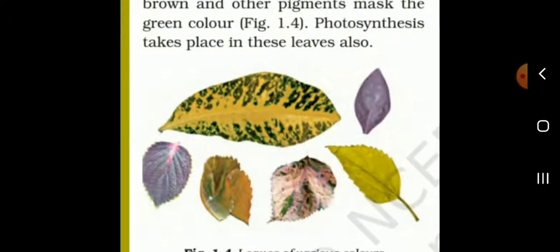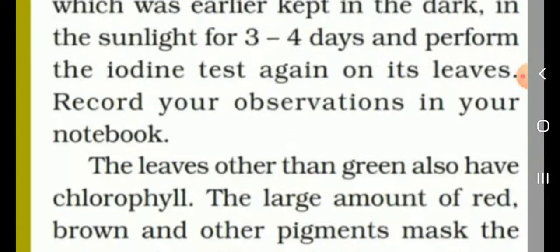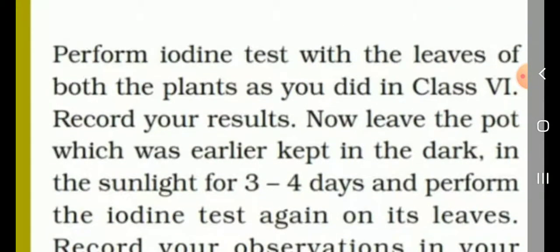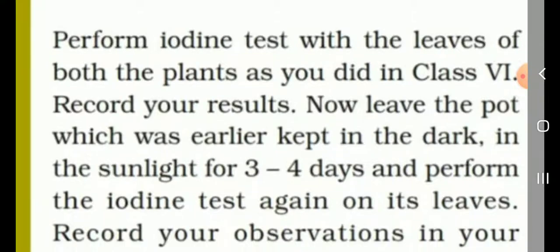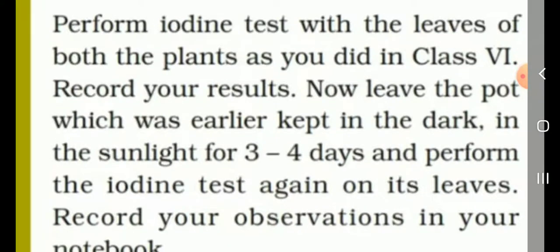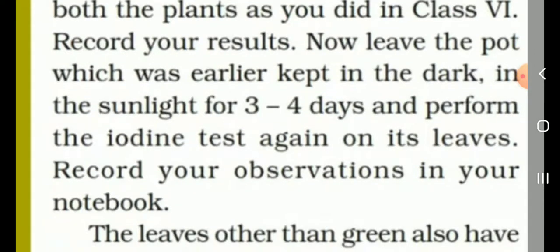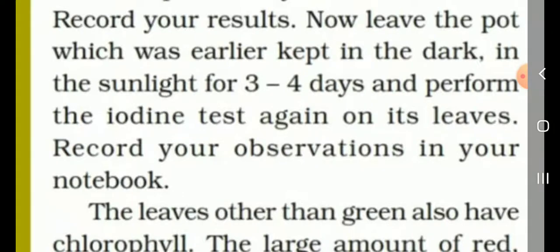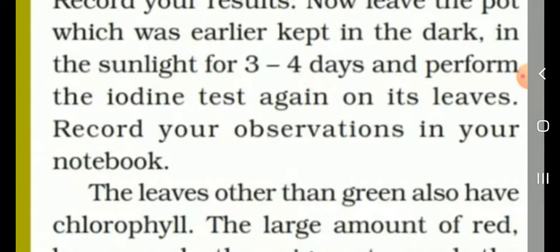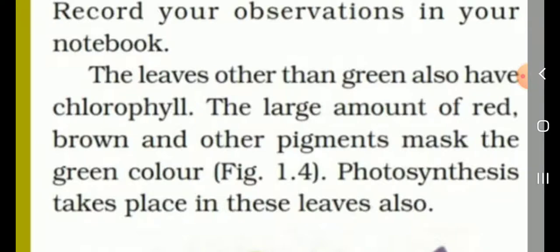Then listen, students. Perform the iodine test with the leaves of both the plants as you did in class 6th standard already. The pot which was earlier kept in the dark, keep in sunlight for 3 to 4 days and perform the iodine test again on its leaves. Record your observations.